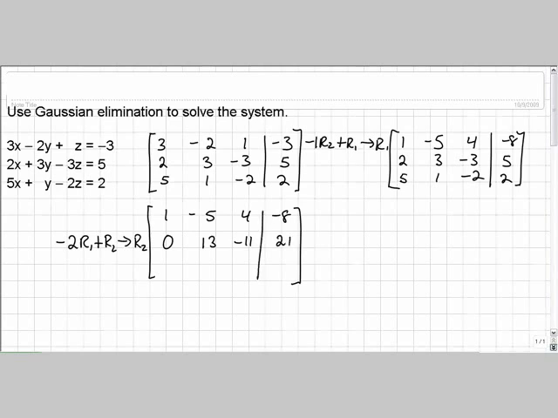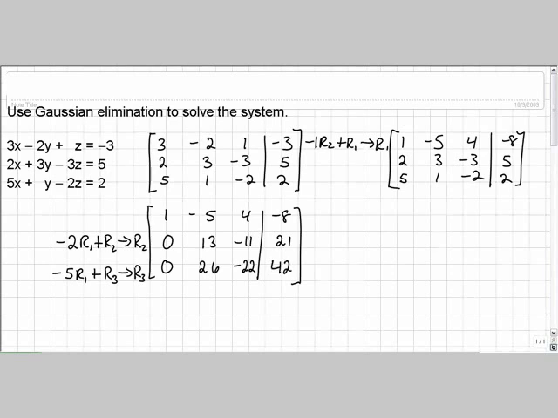And for the last row, I also want to get a 0 here, so I'm going to take -5 times row 1, add it to row 3, and replace row 3. So -5 times 1 plus 5 is 0. -5 times -5 is 25, plus 1 is 26. -5 times 4 is -20, minus 2 is -22. And -5 times -8 is 40, plus 2 is 42.